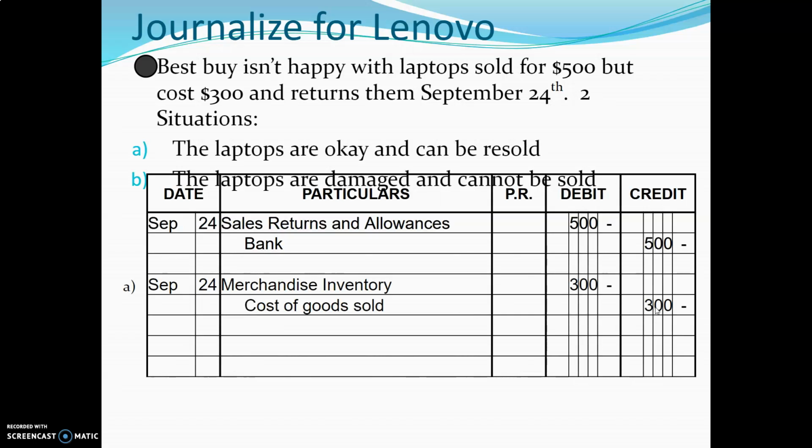Now we get into situation B. What if we can't resell those laptops? They're damaged and they're done. Well, then we just end up expensing them. So instead of them going back into inventory, they just go right out the door. And so instead of this being merchandise inventory, it's an expense account. So we get to expense those damaged goods.